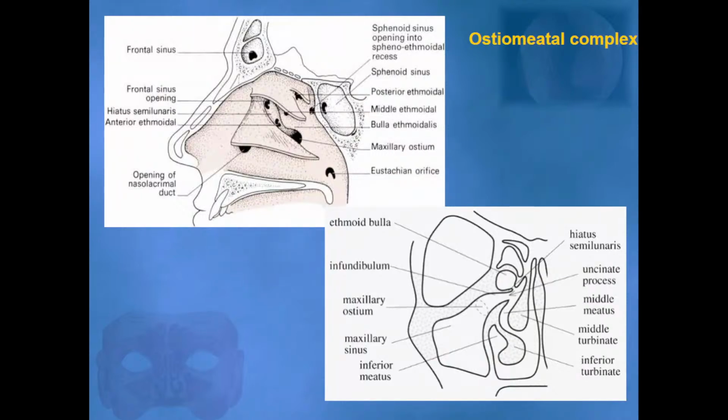Okay. So what structures form the osteomeatal complex? It's the middle turbinate, the uncinate process, bulla ethmoidalis, or ethmoid bulla, infundibulum, hiatus semilunaris, and inferior turbinate.